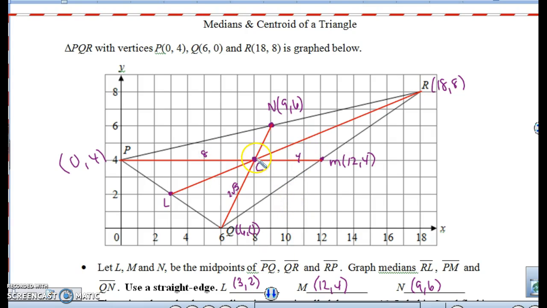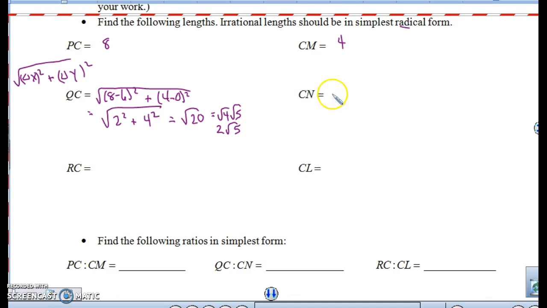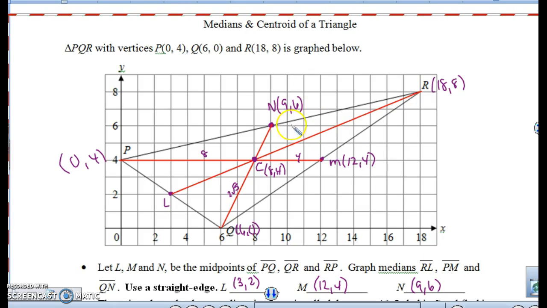Okay, now we want to find CN. We're going to use the coordinates C, which is (8, 4), and N, (9, 6). So that's going to be the square root of (9 minus 8) squared plus (6 minus 4) squared. So that's going to be 1 squared plus 2 squared. 1 squared is 1, 2 squared is 4, 1 plus 4 is 5. So this is just the square root of 5.